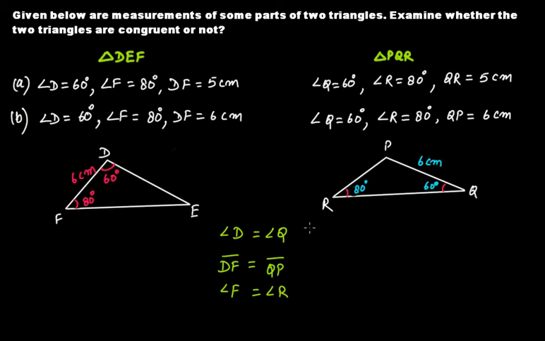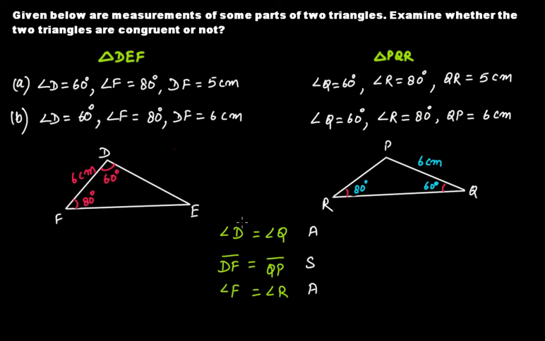Someone will say that ASA is being satisfied. No, it's not being satisfied. Why? Because yes, this DF is the including side of 60 degree and 80 degree, but this QP is not the including side of this 60 and this 80 degree. Yes, these two pairs of angles are equal, but in this case we don't have any information of this QR. We don't have any other information of this QR.